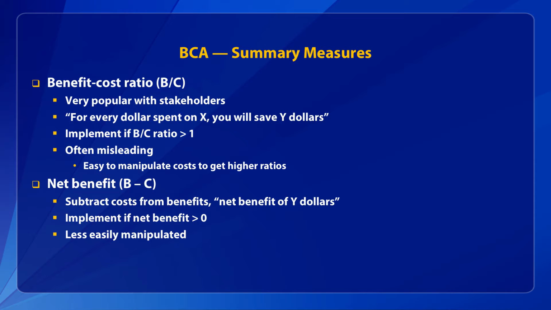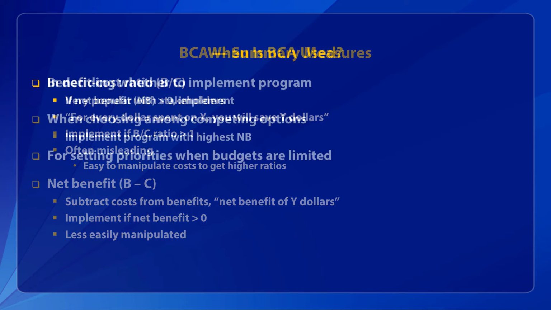Perhaps a better summary measure for benefit cost analysis is net benefits, derived by subtracting net costs from net benefits. In this way, programs show a positive return on investment if net benefits are greater than zero. This summary measure is less easily manipulated in terms of how costs and benefits are labeled, and thus is the preferred summary measure in benefit cost analysis.